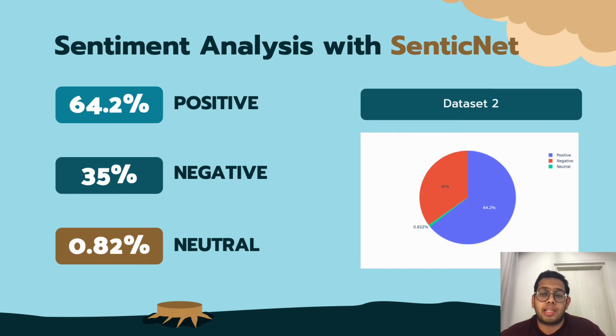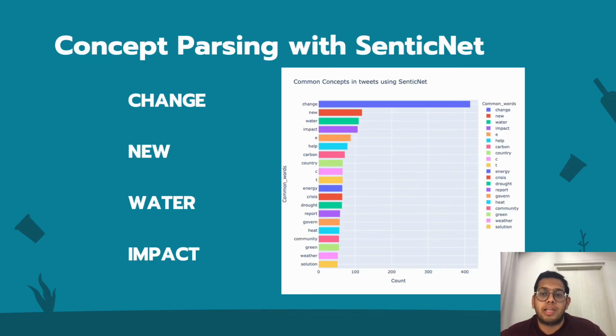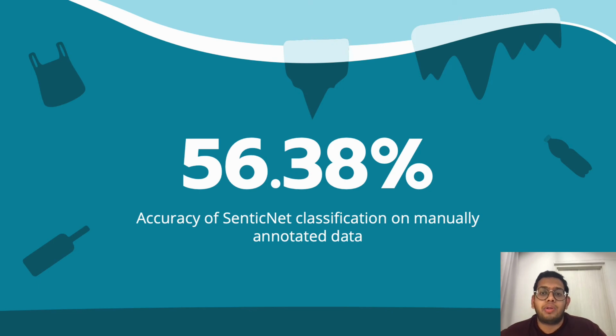We move on to dataset 2, which was manually annotated, and found that 64.2% of the tweets were classified as positive, 35% as negative, and 0.82% as neutral by SenticNet. Common concepts in the dataset included change, new, water, impact, which is mostly similar to the concepts identified in dataset 1. I found that when testing for accuracy, SenticNet correctly classified 56.38% of the tweets exactly as the manually annotated ones.